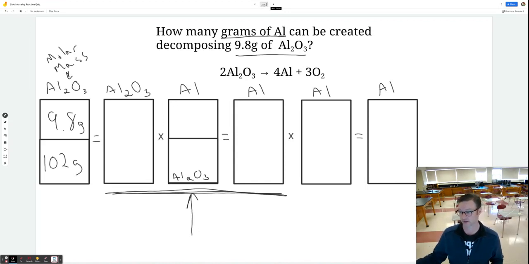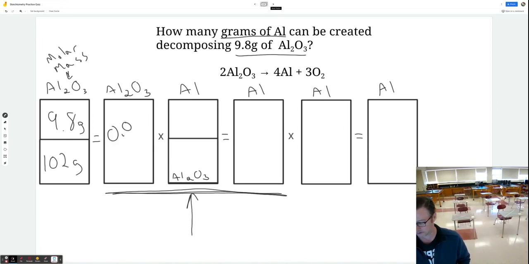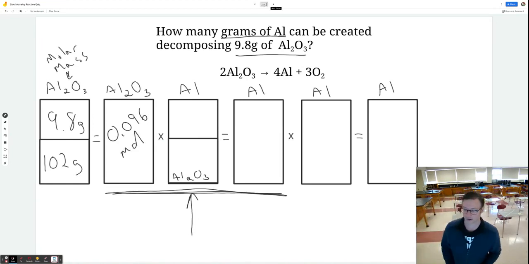A mole of that would be 102 grams. So obviously we don't have a mole. We have somewhere around a tenth of a mole, which is what we're going to find. We calculate it and we get 0.096 moles of aluminum oxide. Okay, so now we've converted the grams into moles.